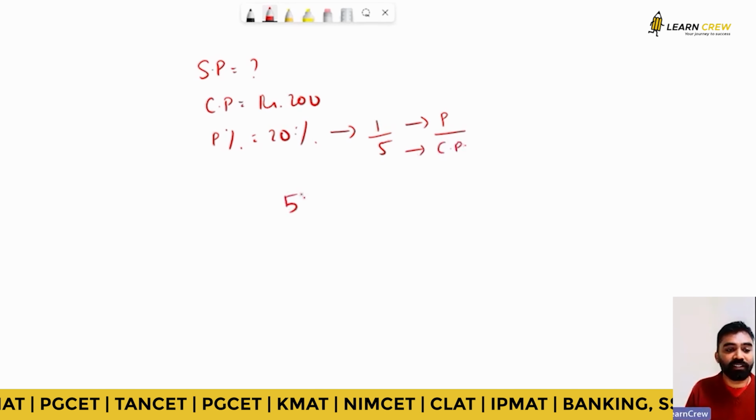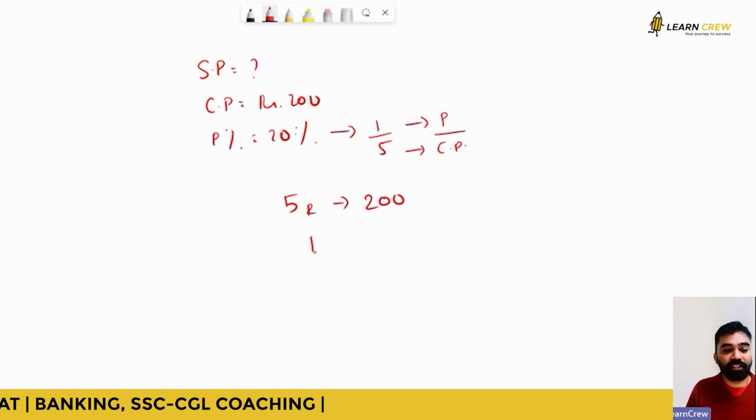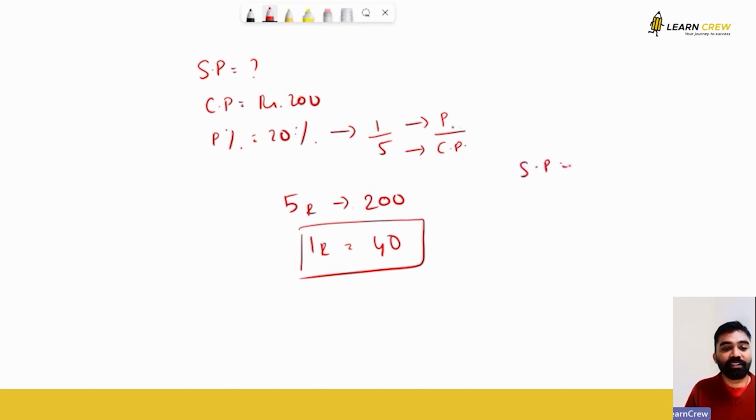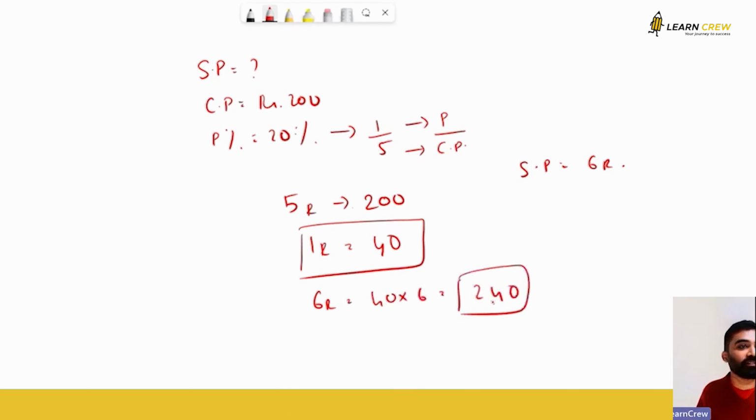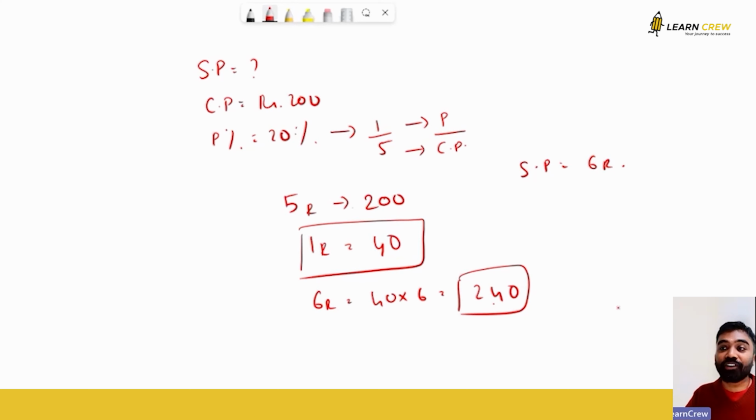Since 5 ratio is cost price, the cost price value is given as 200. So 1 ratio value becomes what? If 5 ratio is 200, 1 ratio is 40. Now what is selling price? Cost price plus profit, so it becomes 6 ratio. So 6 ratio value becomes 40 into 6, which is 240. Your answer. Got it? So you are going to start with the profit percentage or the loss percentage and then work around it.